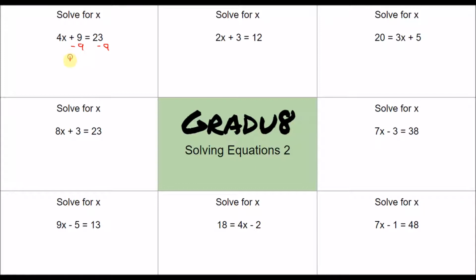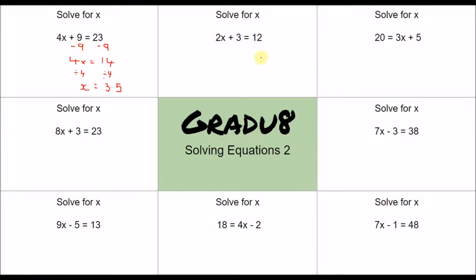When I do that to both sides, all it's going to leave me with over this side is 4x equals, and then I'm going to do 23 take away 9, which gives me 14. So 4x is 14. How do I undo a 4x? I'll divide by 4, and that gives me x, and then do the same to this side, divide by 4. 14 divided by 4 is 3.5. Look how I did that. Stage 1 was undoing this add 9, then I undid the 4x and I got my answer really simply.